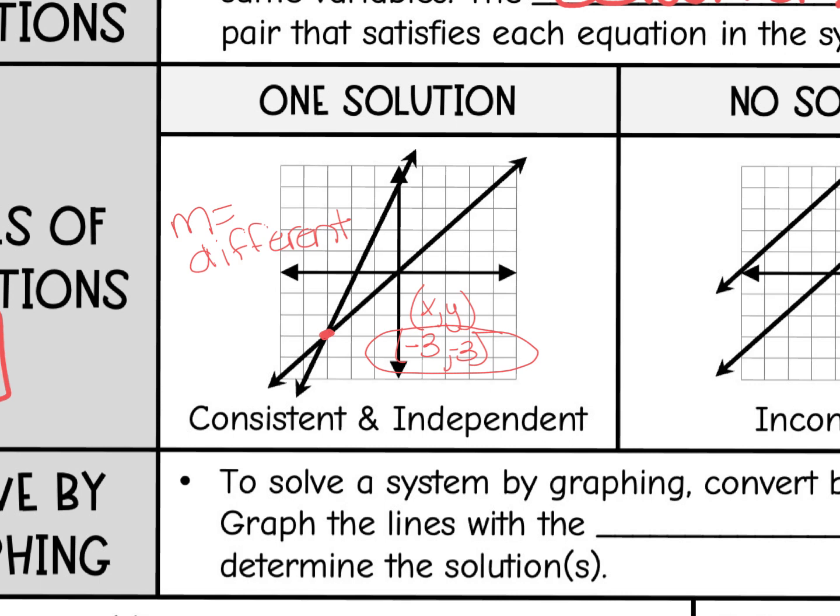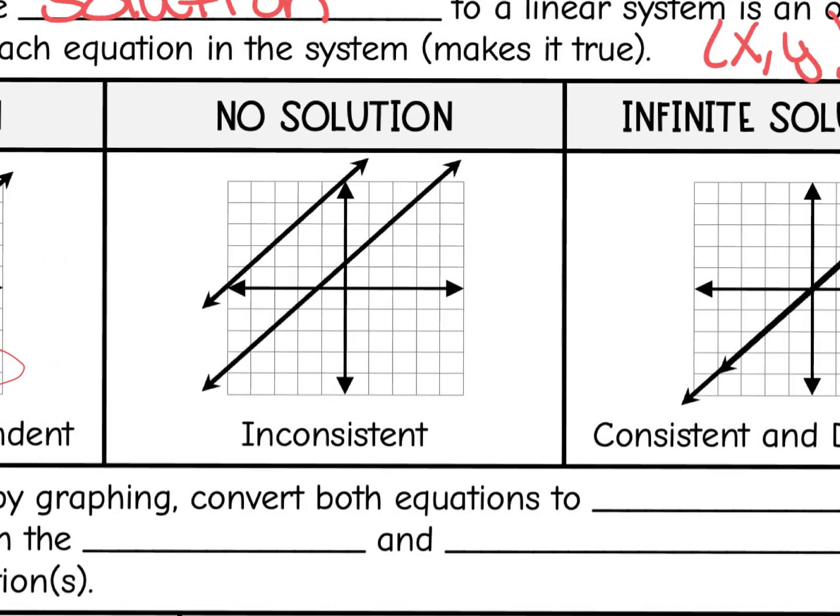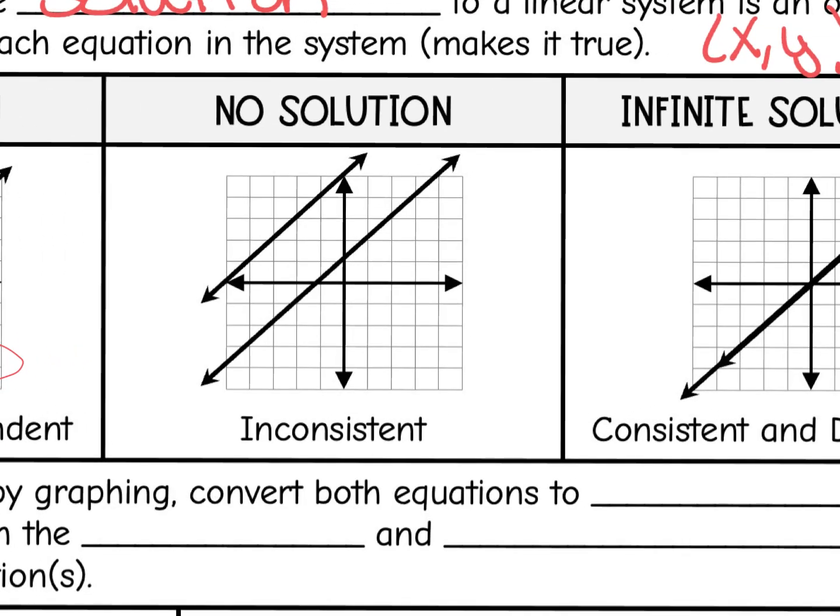Our next option is no solution. There is a time when we're graphing linear equations that these lines will never cross paths. They will never touch. And this is the case of parallel lines. Does not matter how far these go on our graphs, they will never touch. The reason being is their slope is the same. They have the same slope.